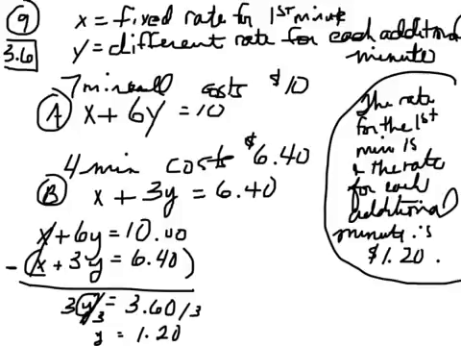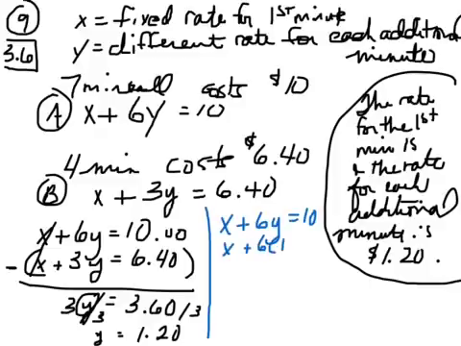Now, I need to find what x is, and that's the rate for the first minute. So I could just choose one of these. I'm going to choose, and I'm going to write in blue just because I want to try to do it all on this page so we can see all the information we have. I'm going to use equation A, it's x plus 6y is 10. I like it because it's all whole numbers. Now we know what y is though. X plus 6 times y, which is $1.20. Hard to read, but hopefully you're listening and not just copying, which I know some people do.